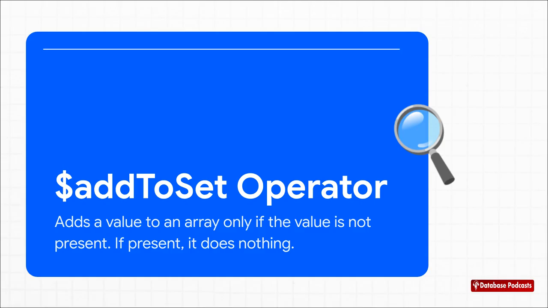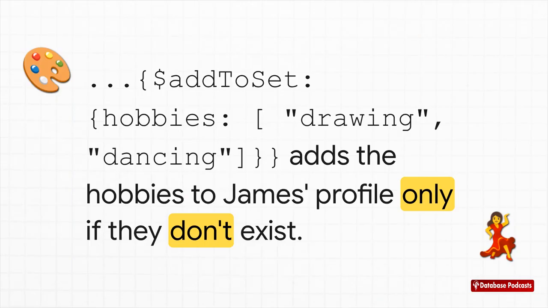You can think of it like a smart push. It acts just like push, but with one really important difference. It first checks to see if the value is already in the array. If it is, it just does nothing. If it's not, it adds it. Now, take a really close look at this example, because it's a bit tricky. We're using $addToSet on the hobbies field, but the value we're giving it is an array itself, drawing, dancing. This is important because $addToSet checks for the uniqueness of the entire value you hand it. Let's see what that means for the result.